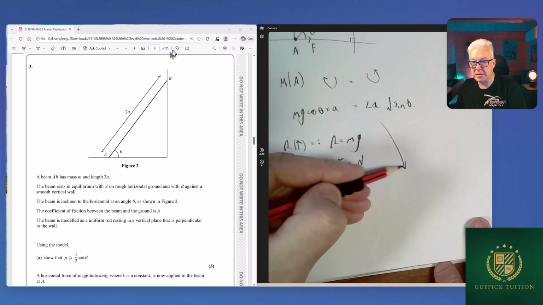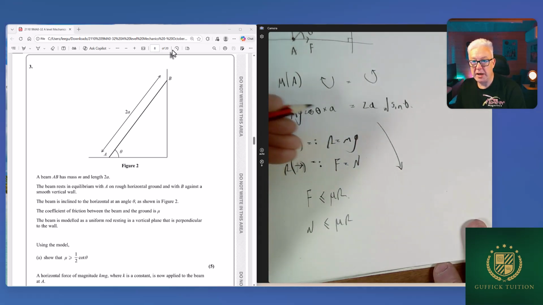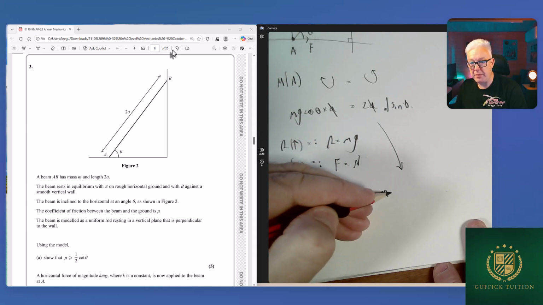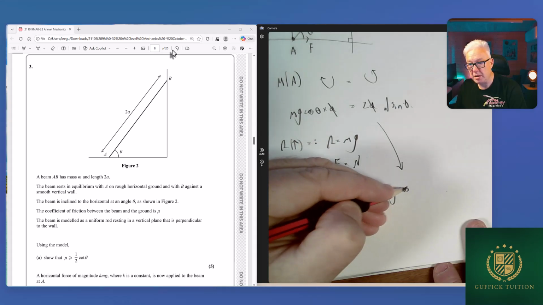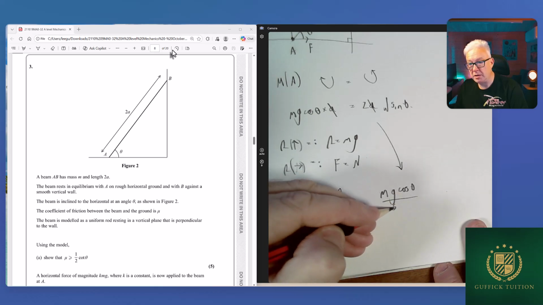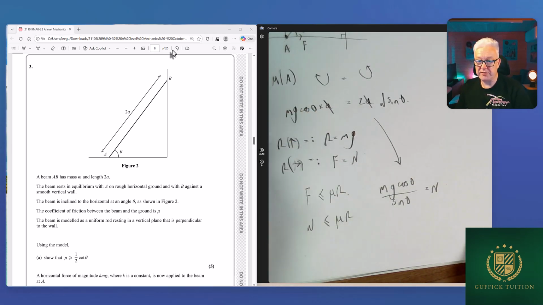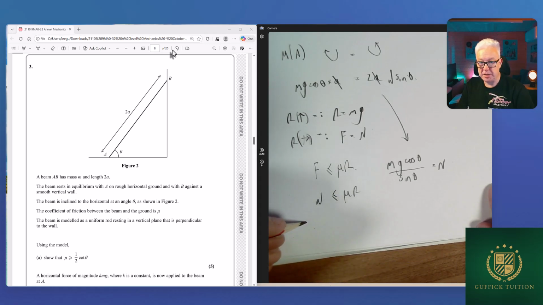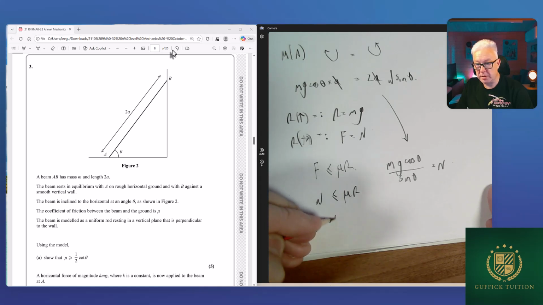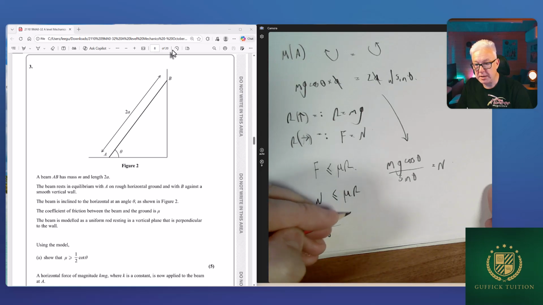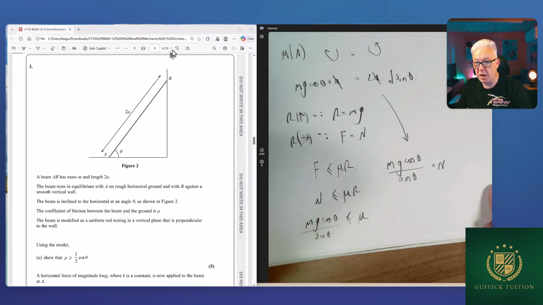So let's do that. I'm going to say, we can cancel the a out because it's in both sides of that equation. So mg cos theta over sine theta is equal to n. That's just come from rearranging this formula here. So let's sub that in. So I have mg cos theta over sine theta is less than or equal to mu r.